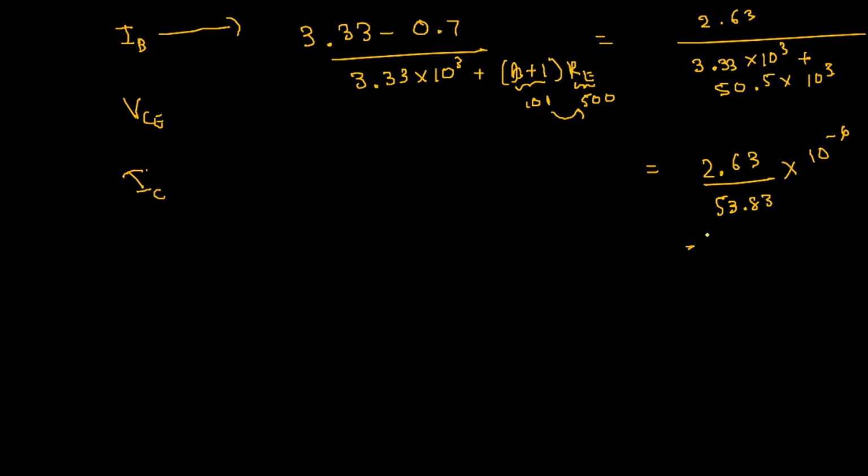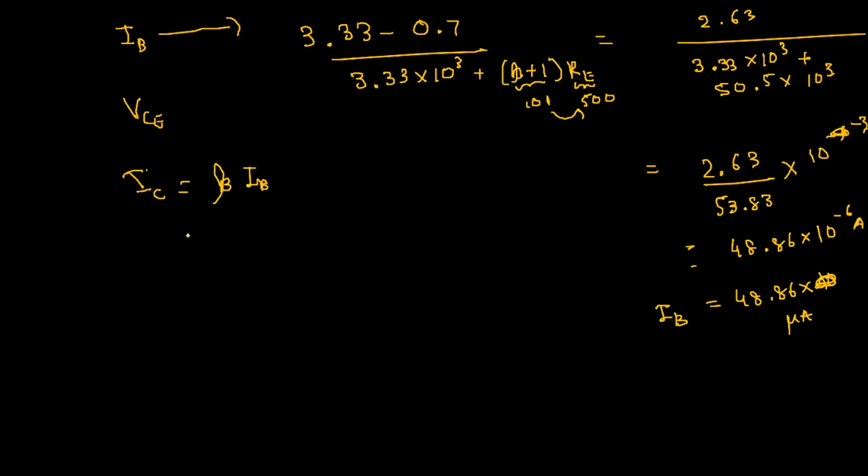Upon simplifying this completely, we get 48.86 into 10 to the power minus 6 ampere, or 48.86 microampere. So this is the value of our base current, and we know that collector current is equal to beta into base current.